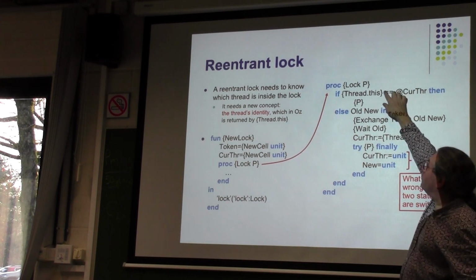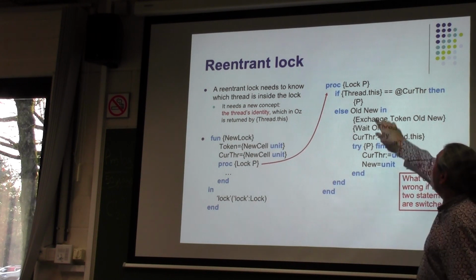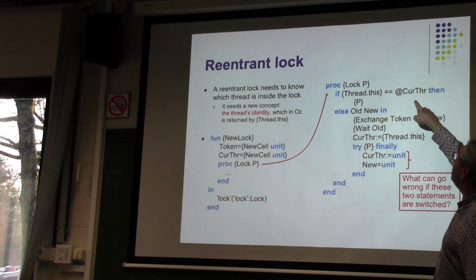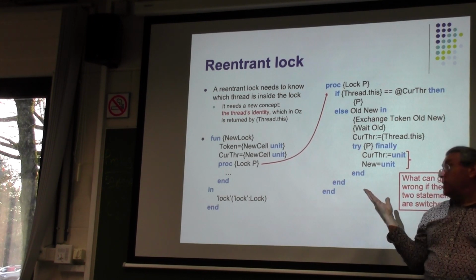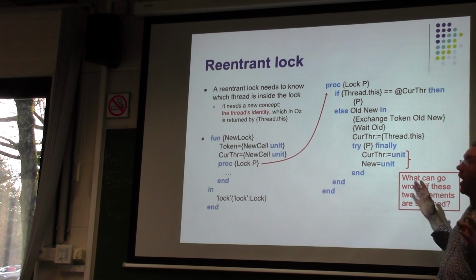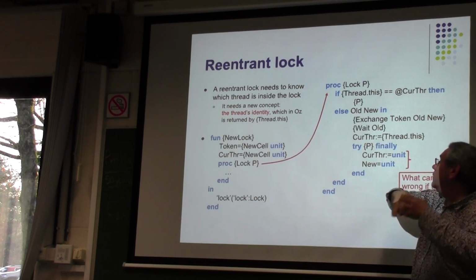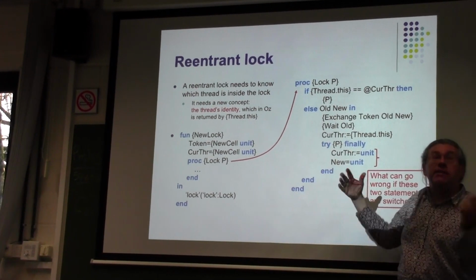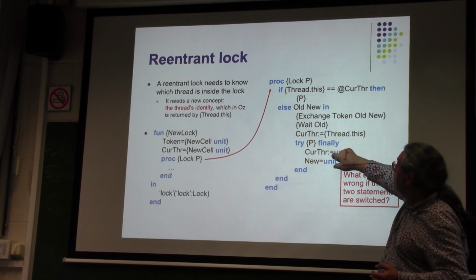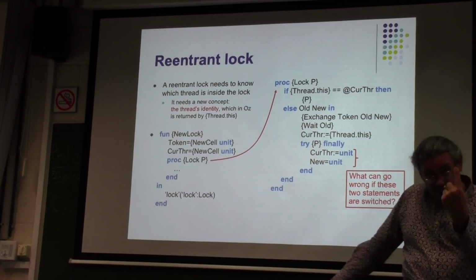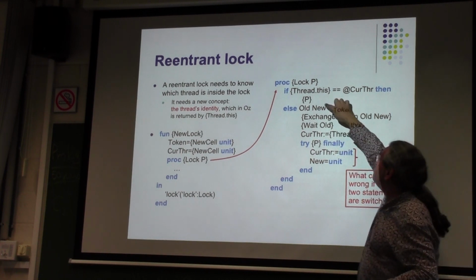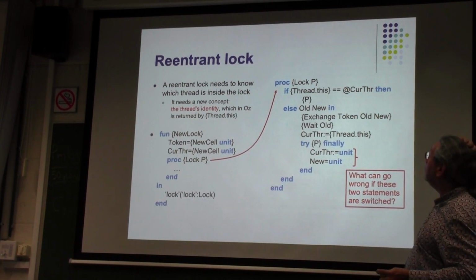And here, if the thread tries to get in again, it compares its own identity, thread.this, with what's in current thread, and if it's equal, that means I'm already in. I don't have to do all this bookkeeping of trying to get in. I'm in already, so it just runs P. It doesn't have to do any of this. The whole bit of getting in and leaving only has to be done once. Once you're in, you don't have to do anything special, so it can just immediately run P.